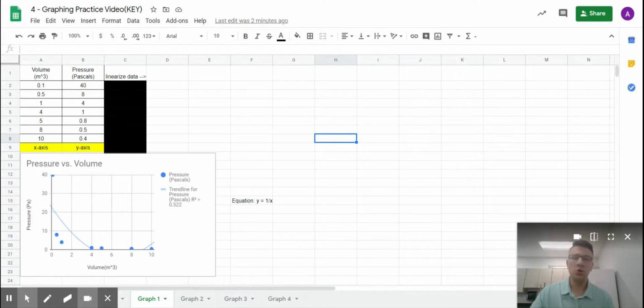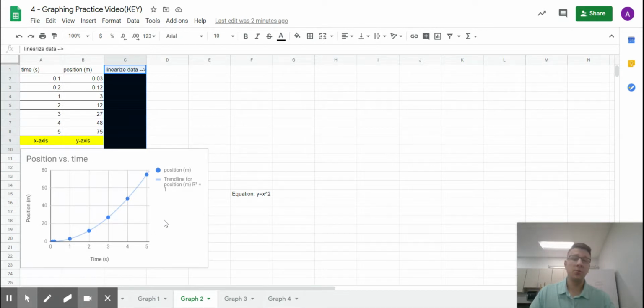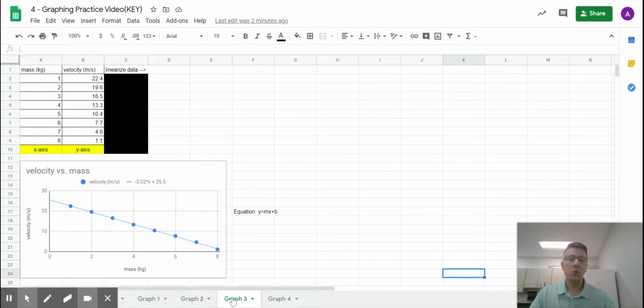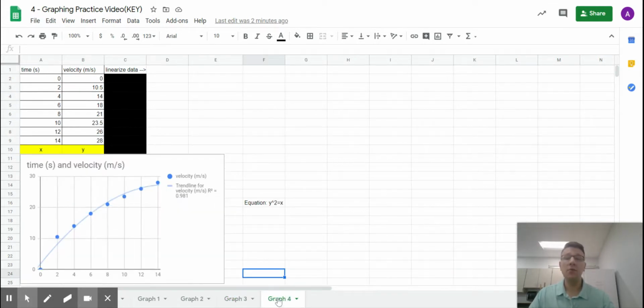Today we're going to look at part 2 of our graphing practice. At this point, you should have already completed all of your original graphs. There are 4 of them. The first one was with pressure and volume and is a hyperbola. The second one is with position and time and is a parabola. The third one is with velocity and mass and should be a line. And then the fourth one is with time and velocity and should be a Groot graph.